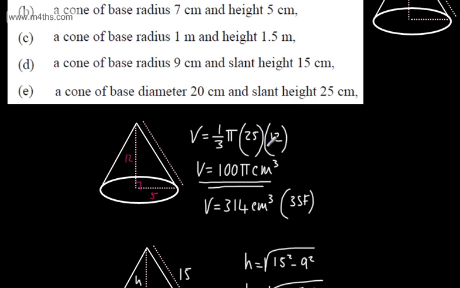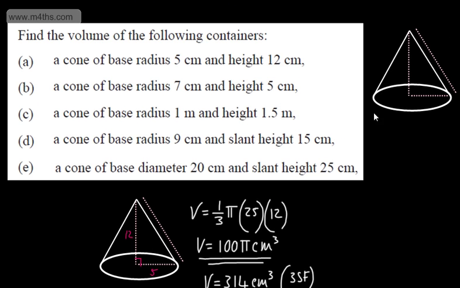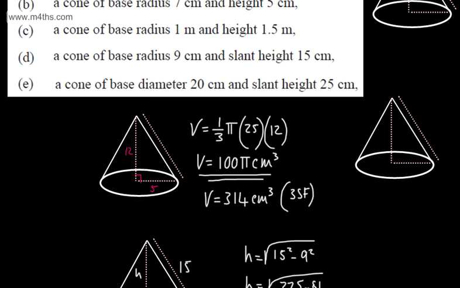Okay, let's look at this one. A cone with a base diameter of 20 and a slant height of 25. So again, we've got the slant height instead of the perpendicular height. We've got a diameter this time. If the diameter is 20, we can say that the radius is going to be 10. We know that this is a right cone, so we can put on here that this is 25. So we can say that we've got the height now on here.